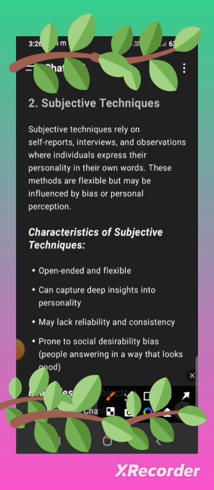Flexible and open-ended. Responses are not limited to fixed choices. Personal insights allow a deeper understanding of a person's personality, but are more influenced by bias. Can be affected by personal opinions, may lack reliability and consistency, prone to social desirability bias, people answering in a way that looks good.